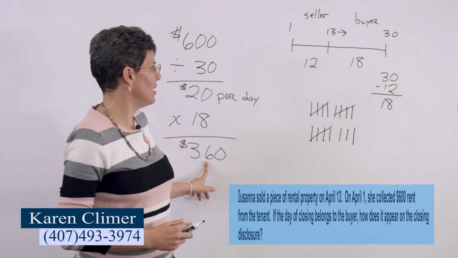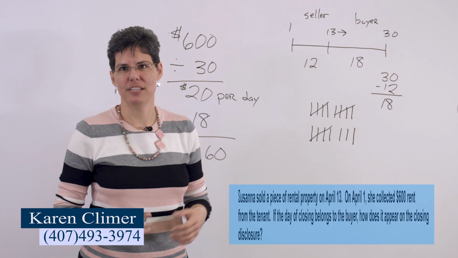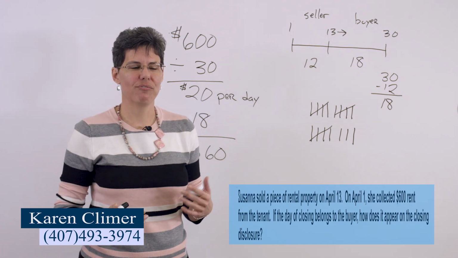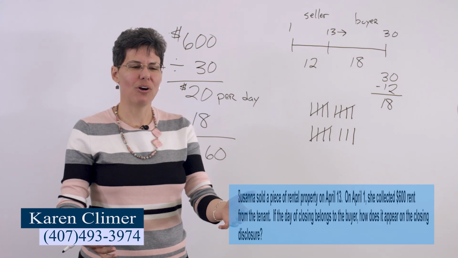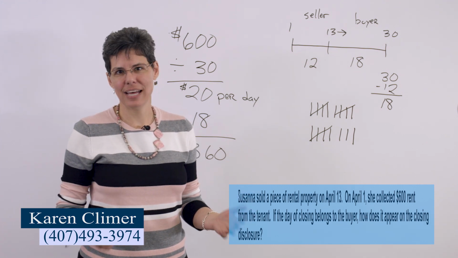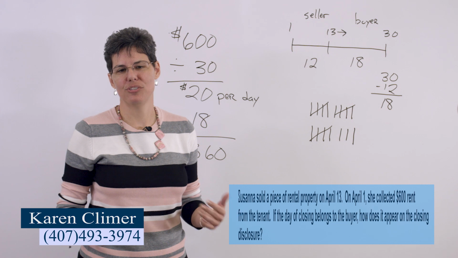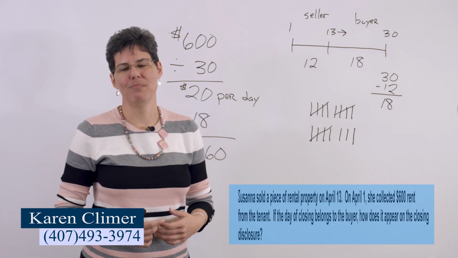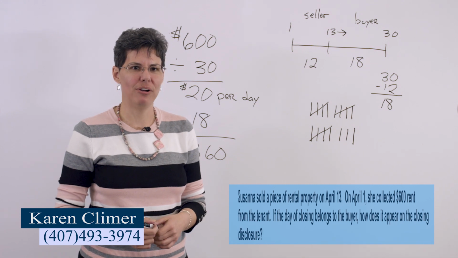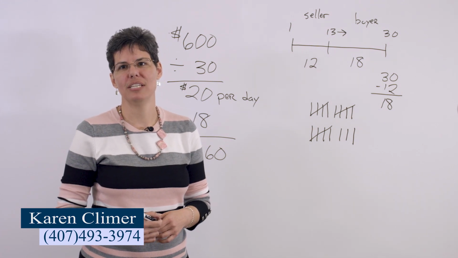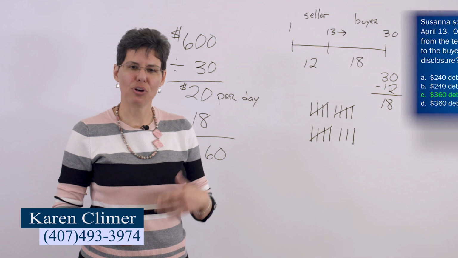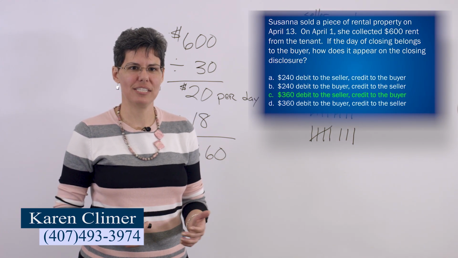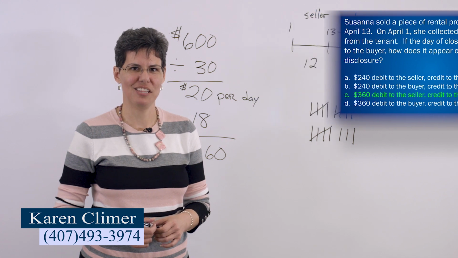This is how much money the buyer is getting. The seller is giving the money to the buyer. So if the seller's giving the money away, he's not happy about that. So it's a debit; think of debit as downer. So the seller is down about giving the $360. So it's a debit to the seller. And it's always the opposite, a credit to the buyer. So the answer is C, $360 debit to the seller, credit to the buyer.